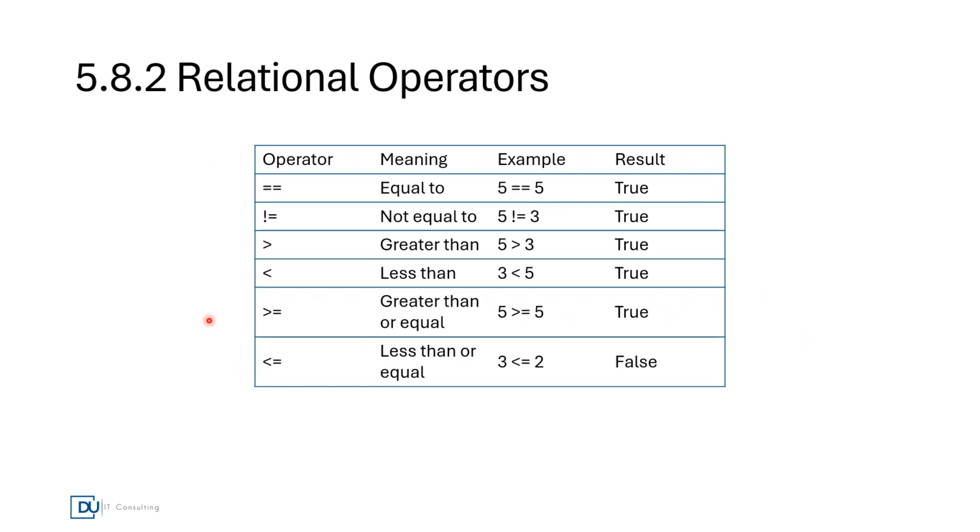Now let's take a look at relational operators. So we have 5 equal to 5, which will result in true. Then we are checking if 5 is not equal to 3, which is true. Then we are checking 5 is greater than 3, the result is true. Then we are checking if 3 is less than 5, which results in true. Then we are checking if 5 is greater than or equal to 5, which is true. And then finally, we are testing whether 3 is less than or equal to 2, which is false.